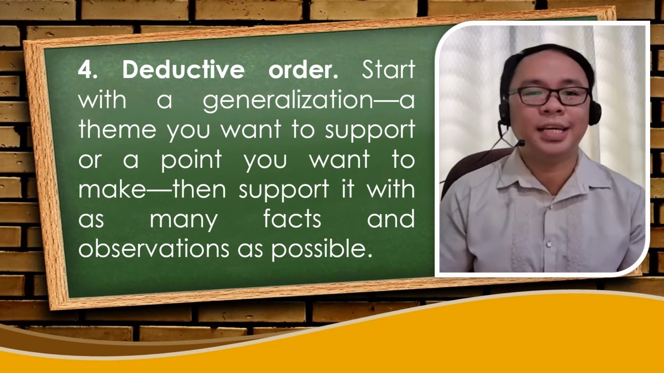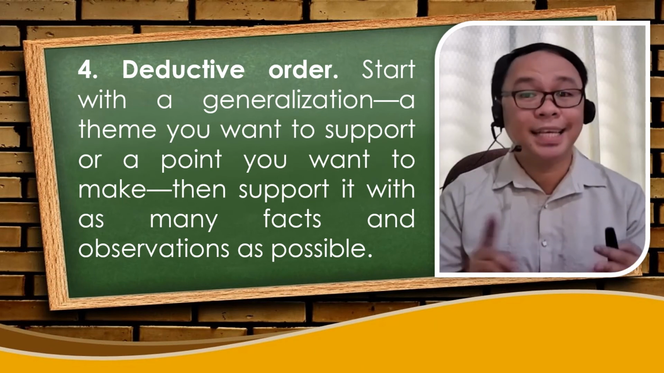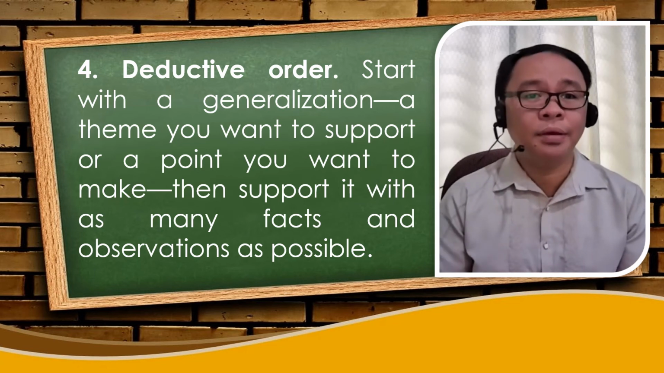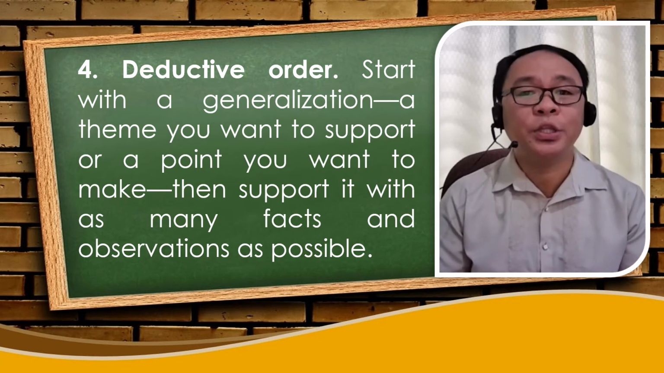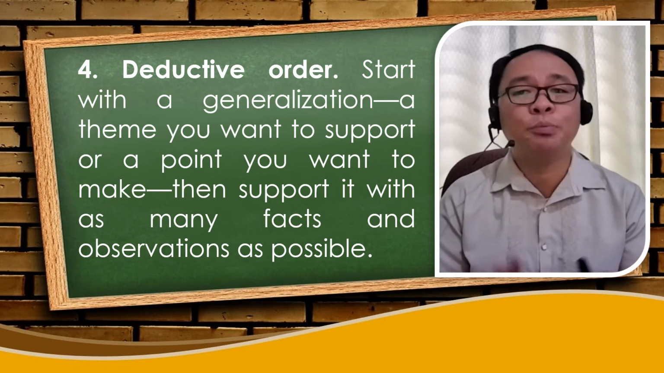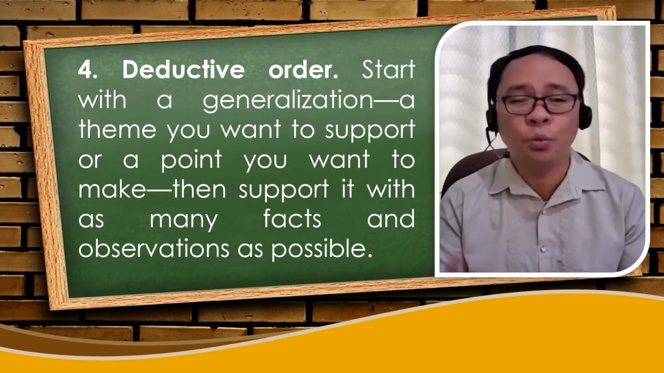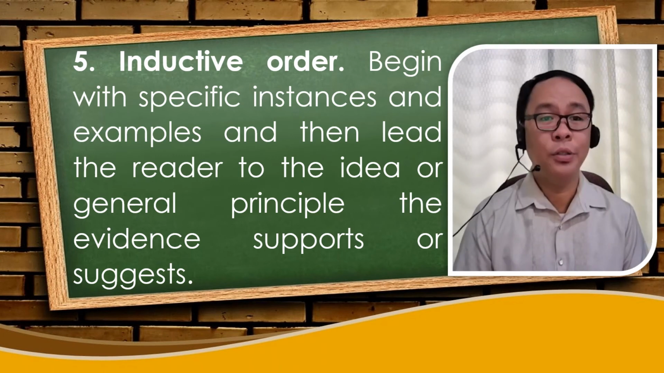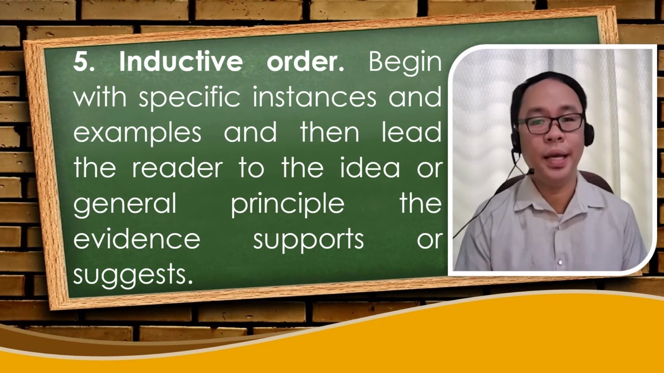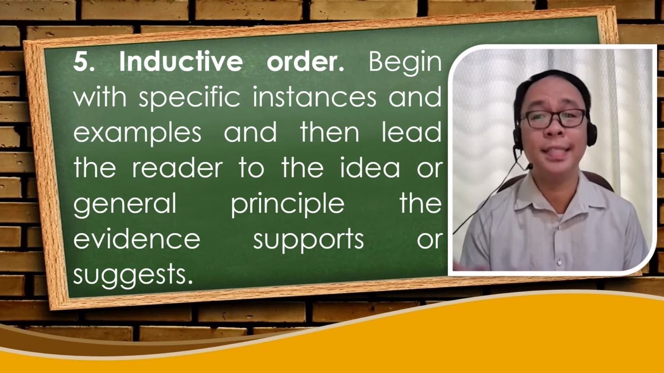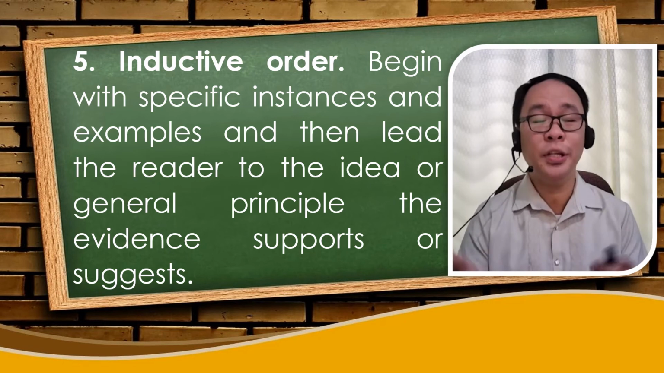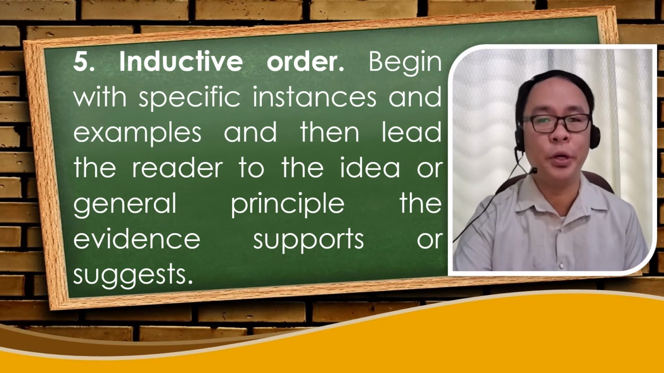Another strategy is the use of deductive order. In this style, it starts with a generalization, a theme you want to support, or a point you want to make. Then, support it with as many facts and observations as possible. You may also try the inductive order, wherein it begins with specific instances and examples, and then it leads the reader to the idea of a general principle the evidence supports or suggests.